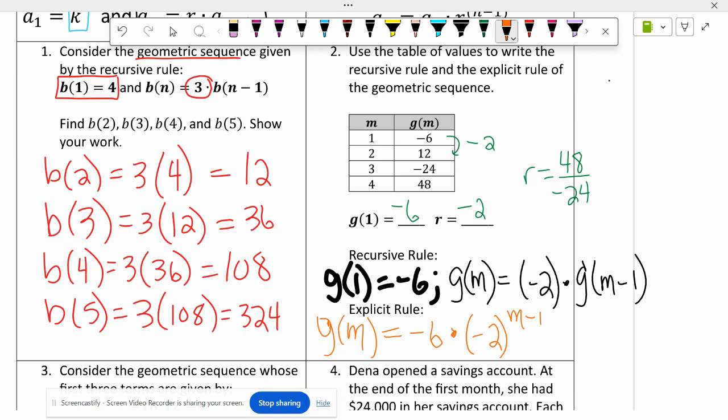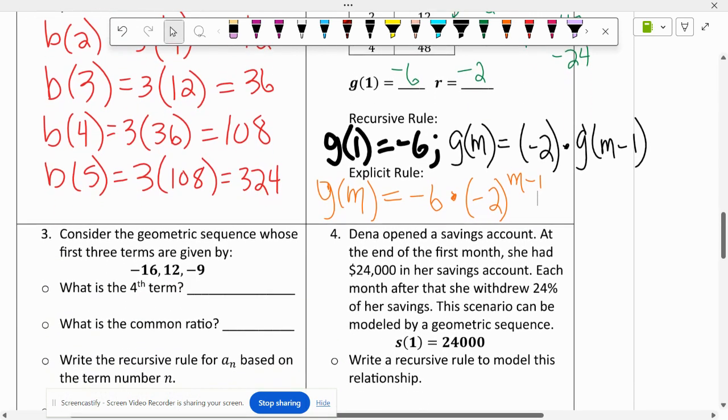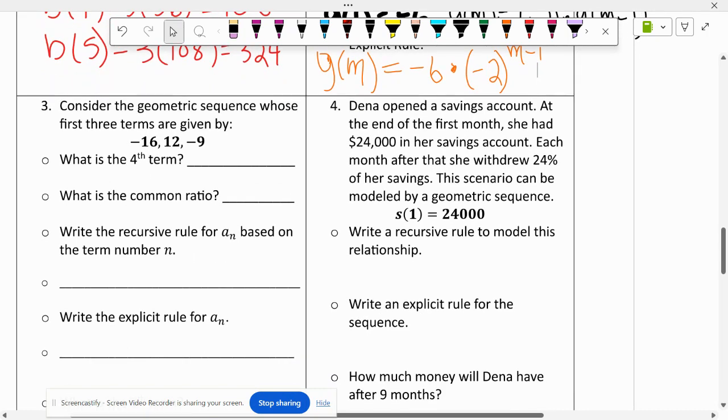Okay. Number 3. Consider the geometric sequence whose first 3 terms are given by this. It says, what is the 4th term? Well, the first thing we have to do is figure out what our multiplier is. How am I going to figure out what R is? I've written it down like 4 or 5 times. How do we find R? Divide 12 by -16.